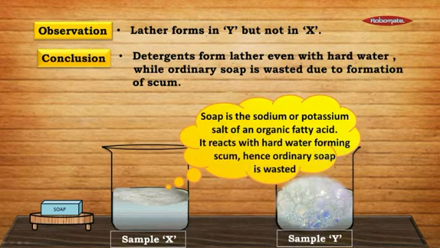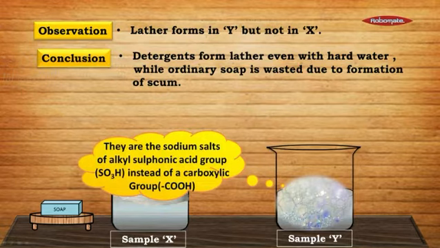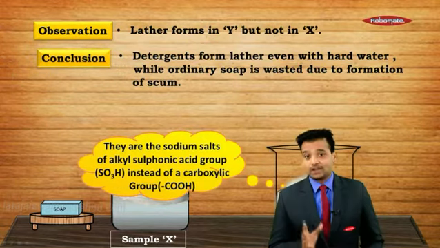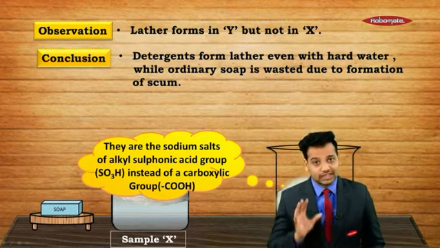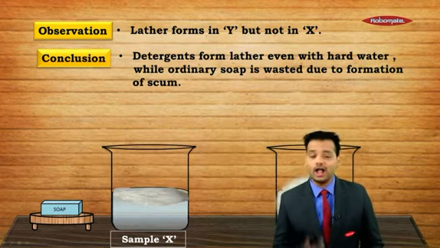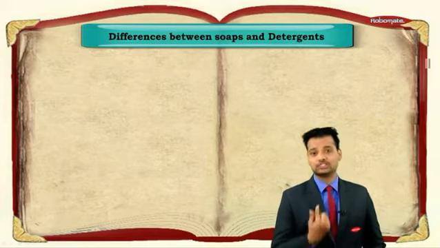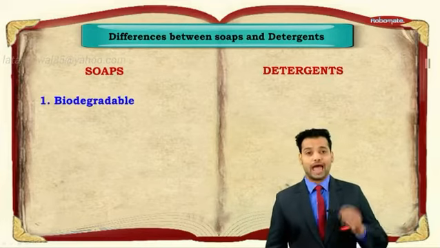Soap is just a sodium or potassium salt of organic fatty acid. It reacts with hard water forming scum, hence ordinary soap is wasted. But detergents do not react. They are sodium salts of alkyl sulfonic acid group instead of carboxylic group. So because of that sulfonic benzene group, they do not react with the hard water, hence a lot of foam is formed. Why is that foam important? Because it cleans you.